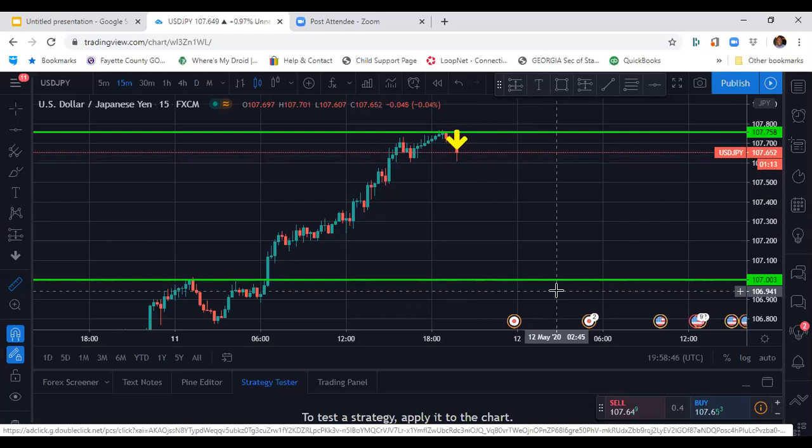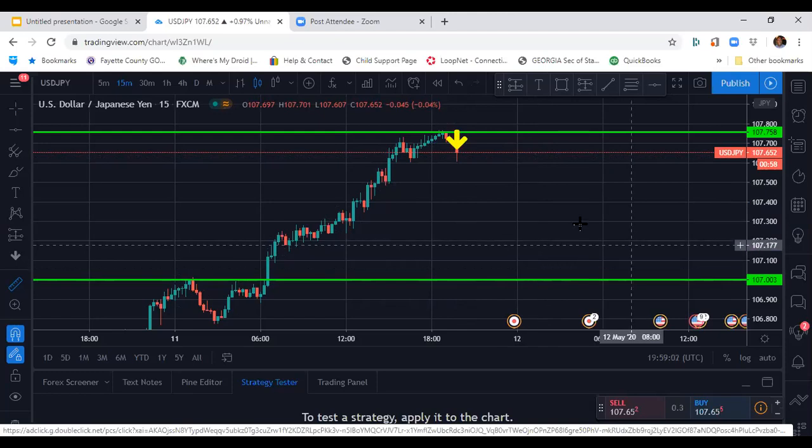So you see how you can use pullbacks to your advantage and really help you out with your trading? It's just a matter of getting in and then just riding it down in the same area space that you saw before. Okay.